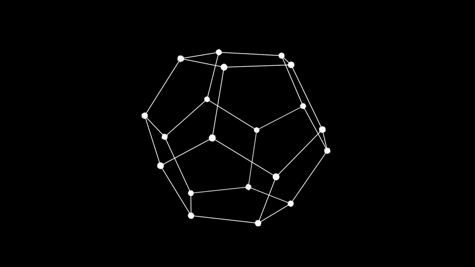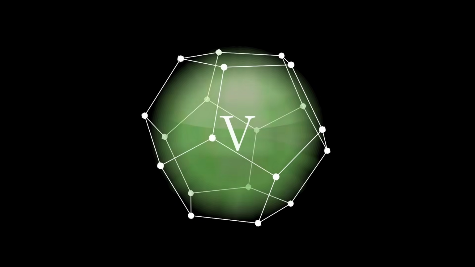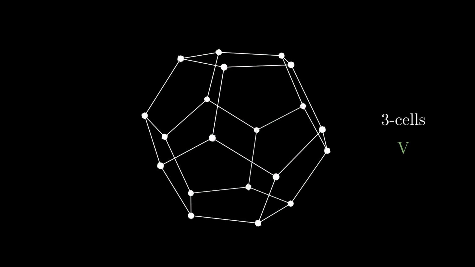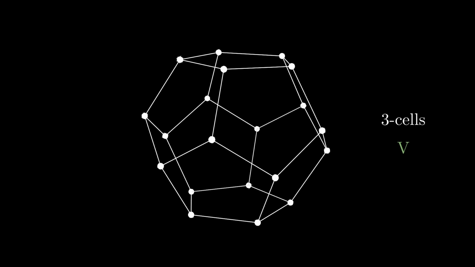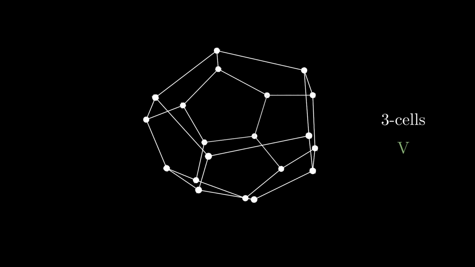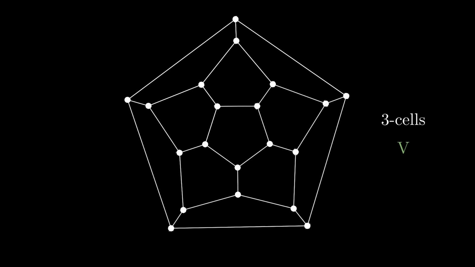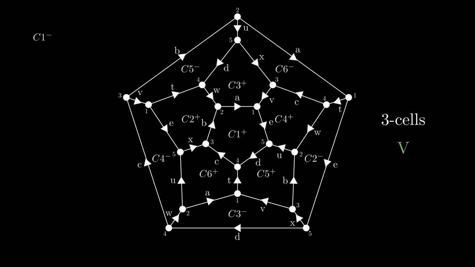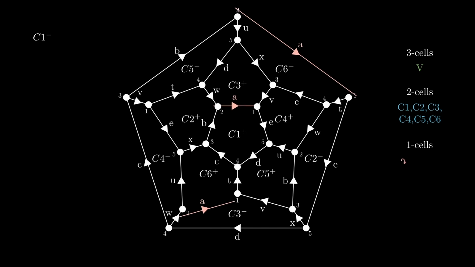Well, in terms of 3-cells, we have the interior of the dodecahedron, which we will call V. The 2-cells are all of the pairs of opposing faces. It will be useful for us to have a 2D picture of the 2-skeleton. On this diagram, we can see the 6 2-cells of P. Each is an opposing pair of faces on the dodecahedron. We will label them C1 through to C6.